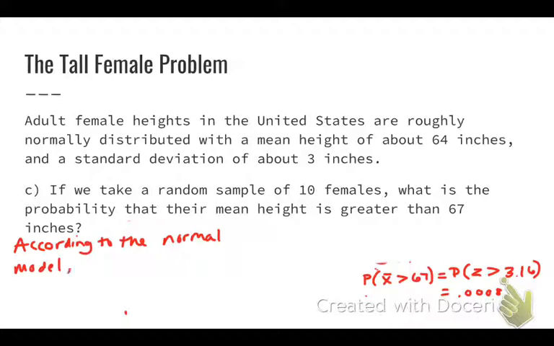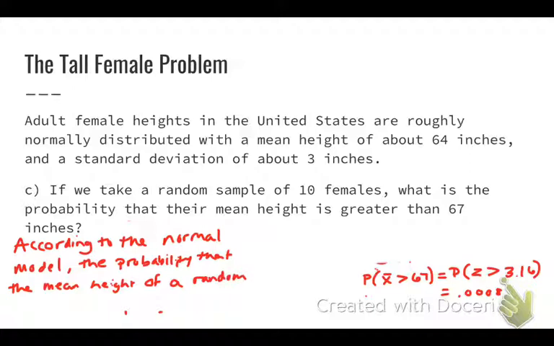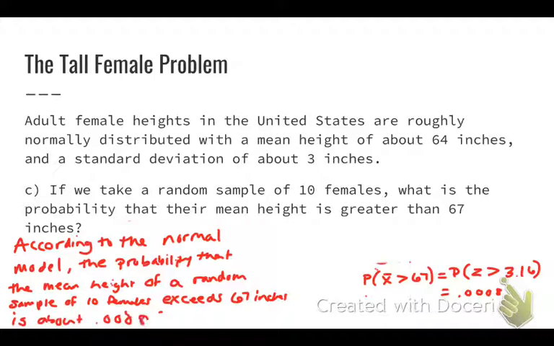According to the normal model, the probability that the mean height of a random sample of 10 females exceeds 67 inches is about 0.0008 given a true mean of 64 inches.